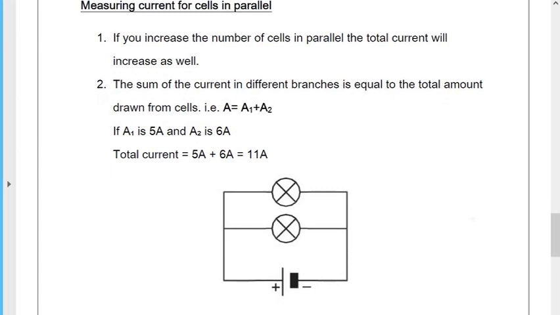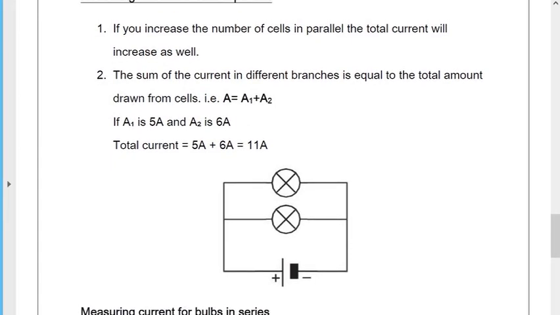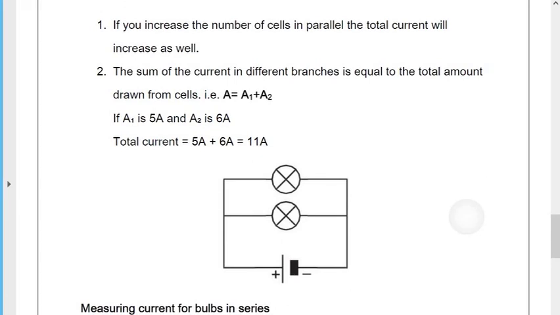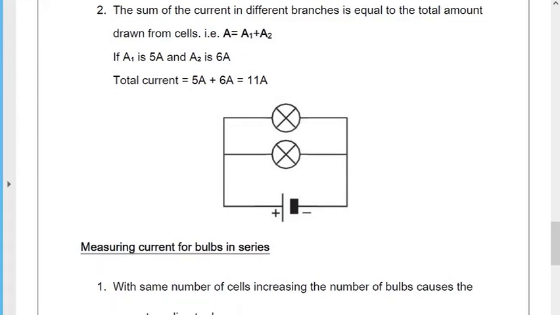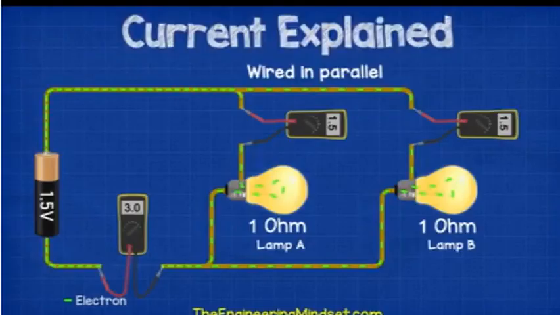How do we now measure the current for cells or for components that are parallel to each other? So if we had 2 ammeters, the sum of the current in different branches is equal to the total amount drawn from the cells. That is to say A1 plus A2. So if we were to have different ammeters on the different joints, we have 2 ammeters. Please observe that these are 2 ammeters.